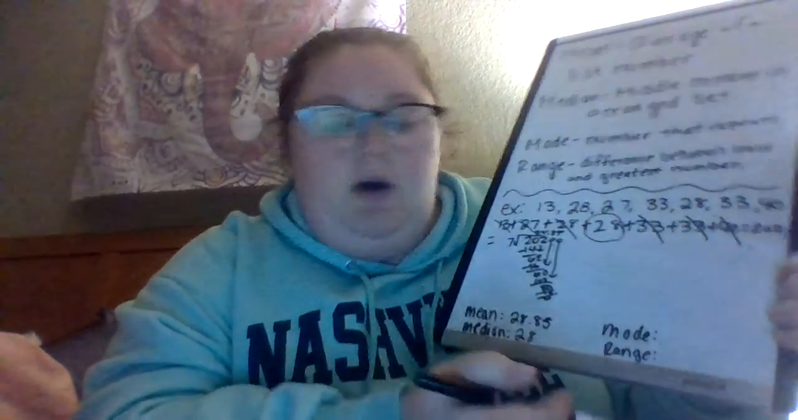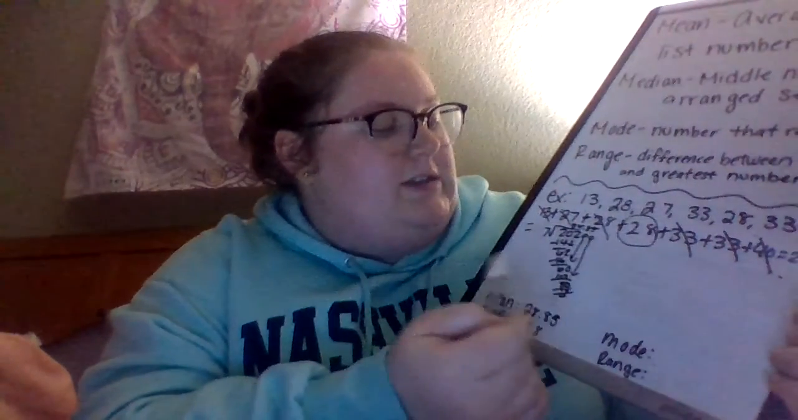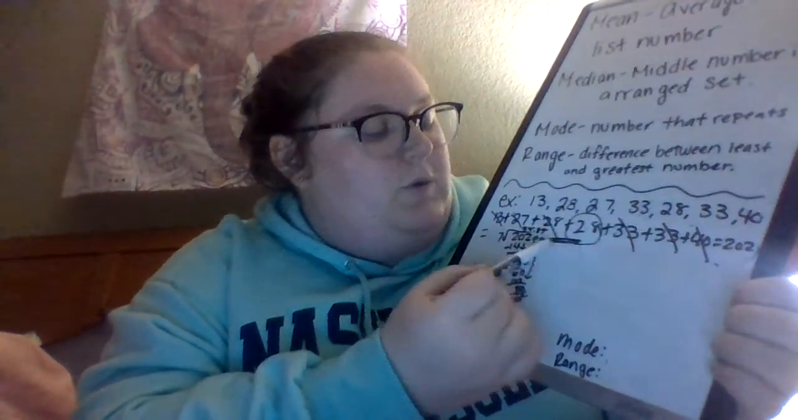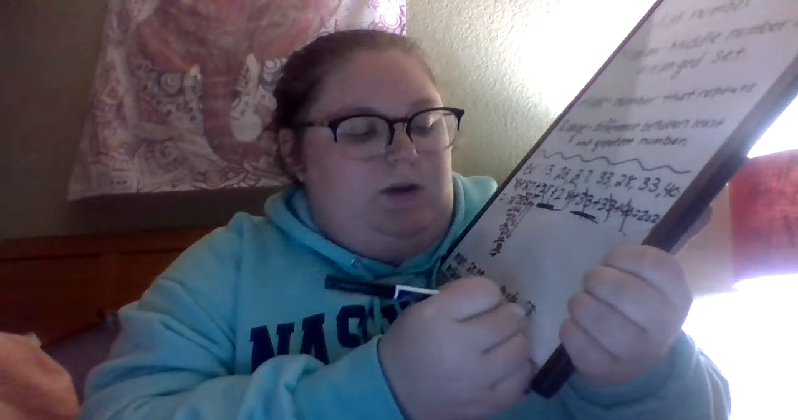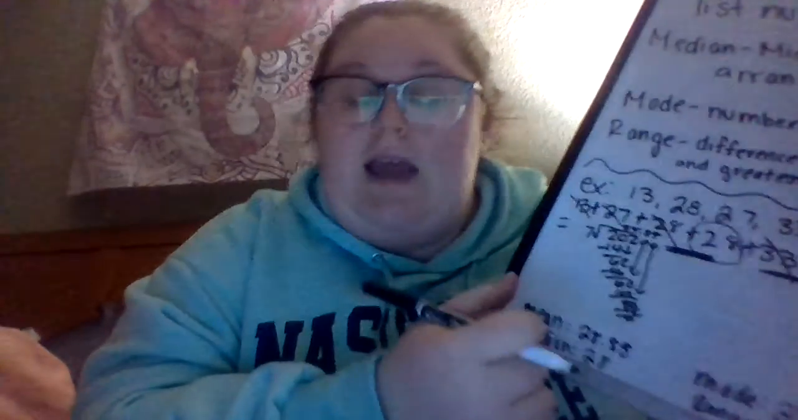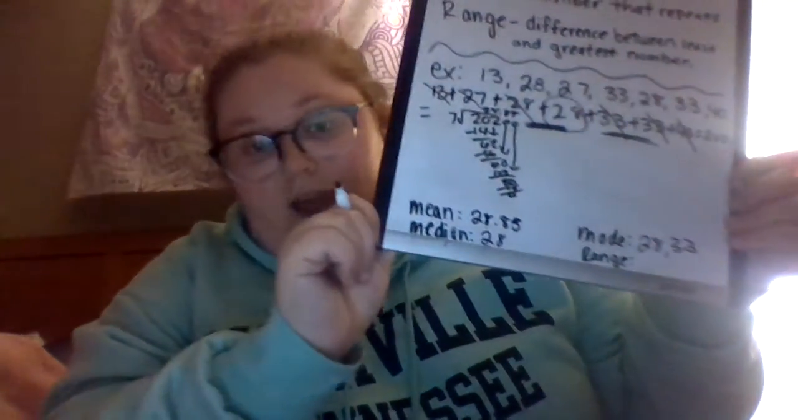So let's find our mode. I looked in my data set and I noticed I had 2 28s and 2 33s. So then my mode is 28 and 33. I had more than one mode in my data set.